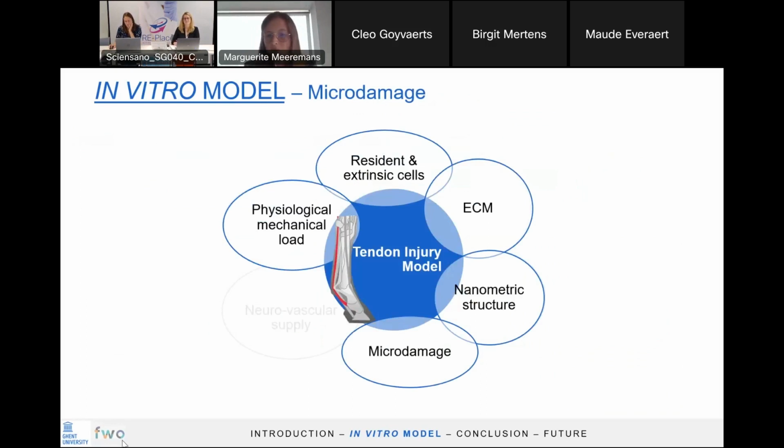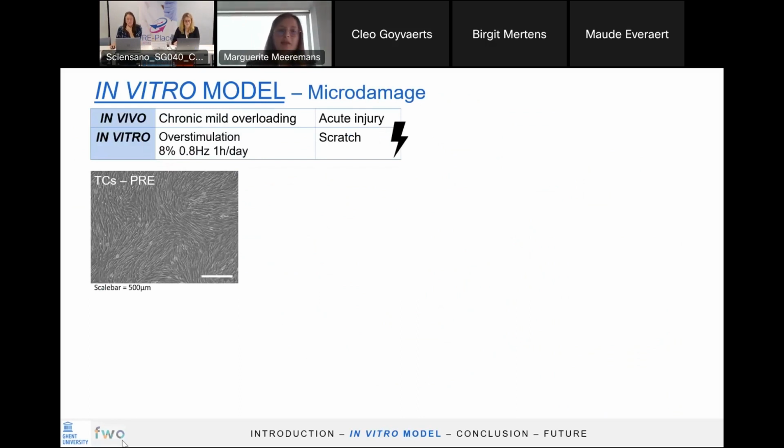Important next parameter is the damage. So we want to develop an injury model. As I told you in the beginning, tendon injuries can occur on overloaded, so chronically degenerated tissue, which we will mimic in our model using mechanical overstimulation. And then the tendon is more vulnerable to an acute injury, which we will mimic using a scratch assay.